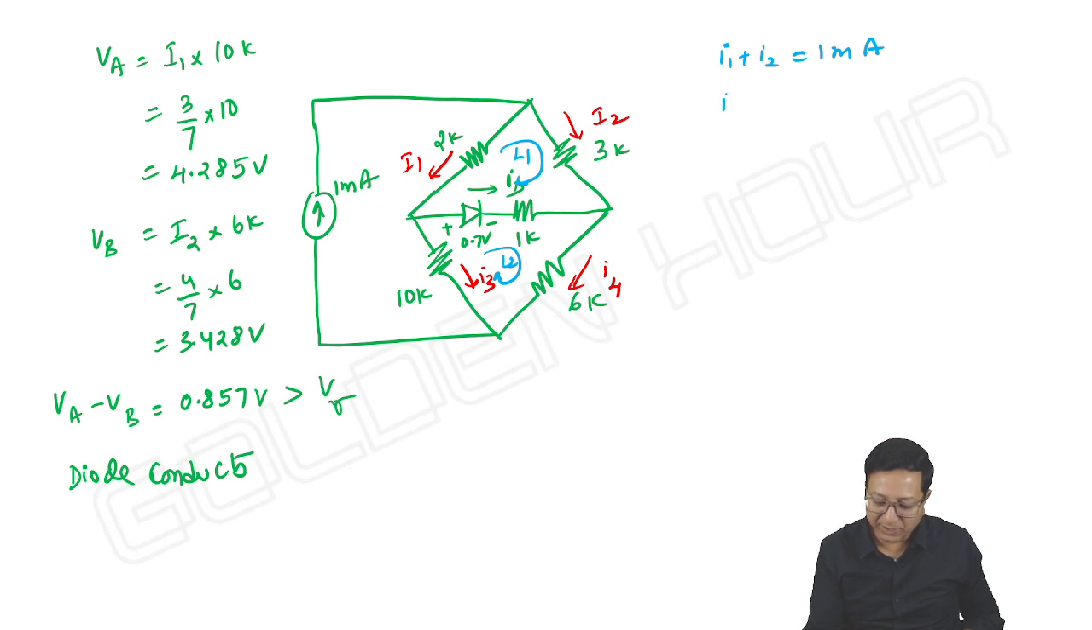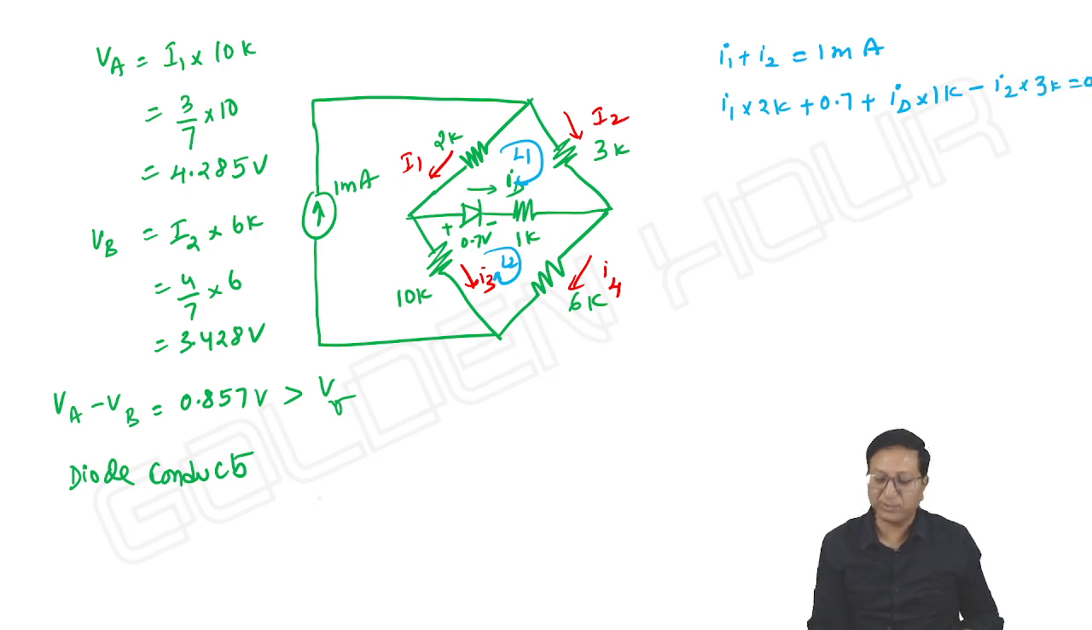If I take the loop equation, I1 into 2K plus 0.7 plus ID into 1K minus I2 into 3K is equal to 0. Now, instead of I2, I can write I1 minus 1 milliampere. So, I will be getting one equation in terms of I1 and ID only. Simple point. Similarly, we can take this second loop, loop 2.